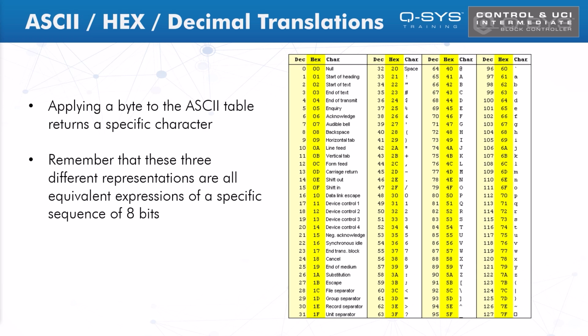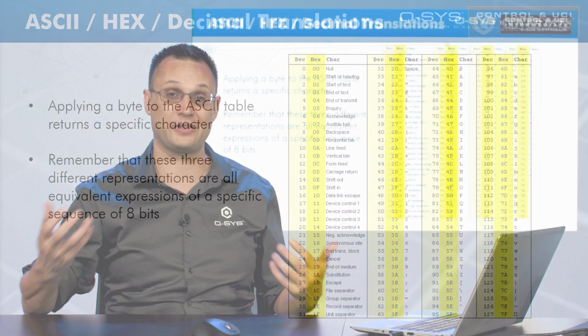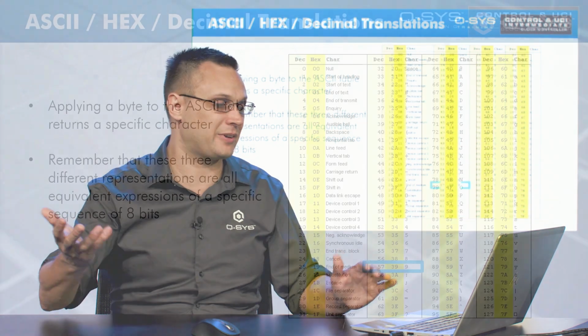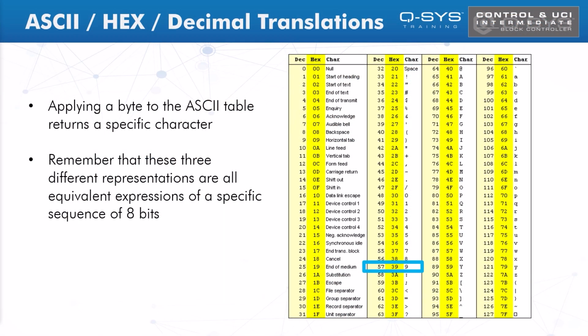And all of these can be represented by throwing a number into the ASCII table and pulling out the character that you want. So what does this mean? Why are we talking about this? Well, here's an example. Number 57 on the chart equates to the character 9.